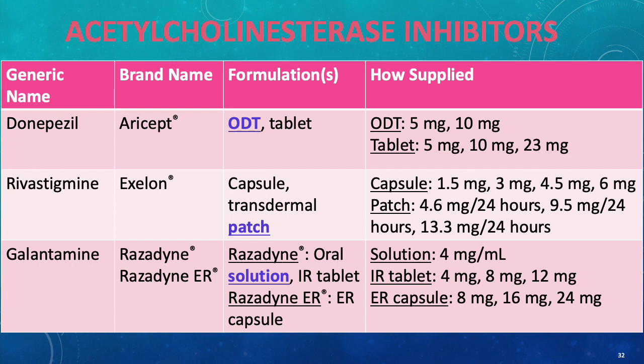And I also want you to focus on the fact that some formulations are not available in certain strengths. You will not find an orally disintegrating tablet for donepezil in the 23 milligram strength, for example. So be sure that you're paying attention to what strengths are available for each formulation as well.